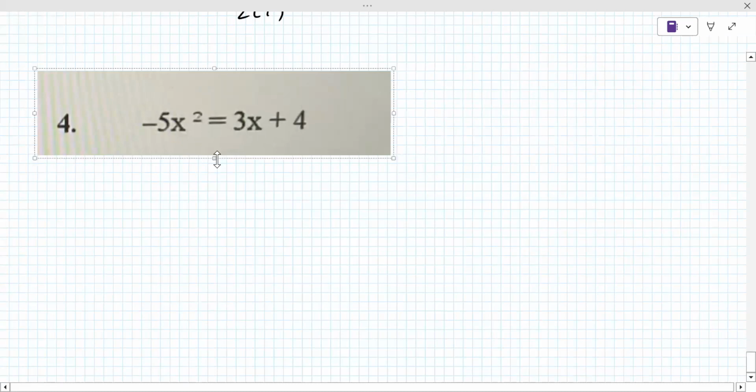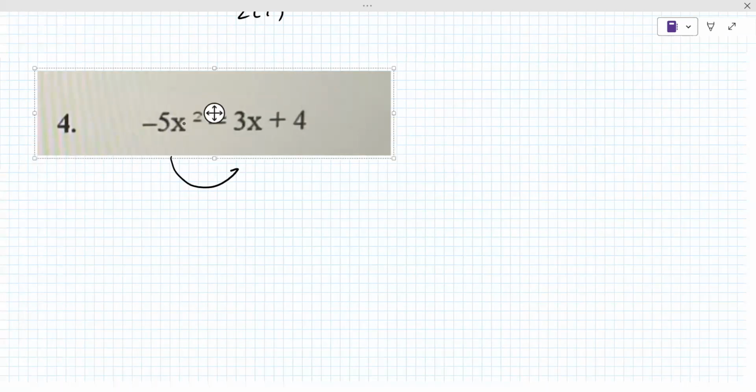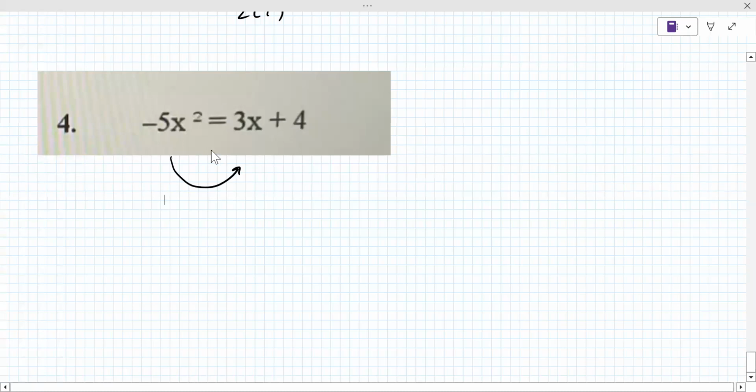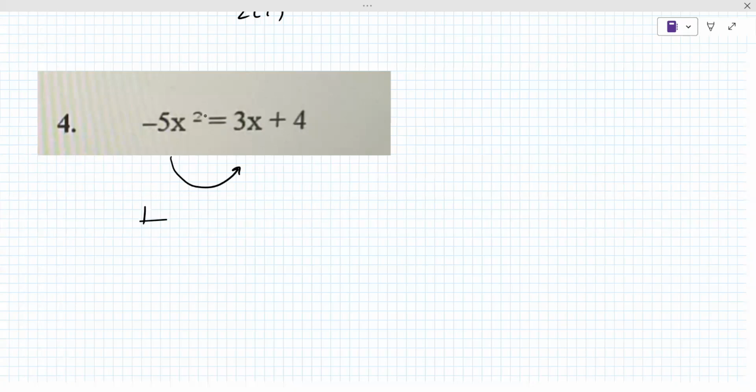All right, so new problem here, number 4. One of the things that I see right away is that this thing, minus 5x squared, is on the left side of the equation. Now you actually have a choice. You can move it to the right, or you can move the 3x and the 4 to the left. I know the preference is to move everything left, but I'm going to suggest that we move it right. So this is 0 equals 5x squared plus 3x plus 4.